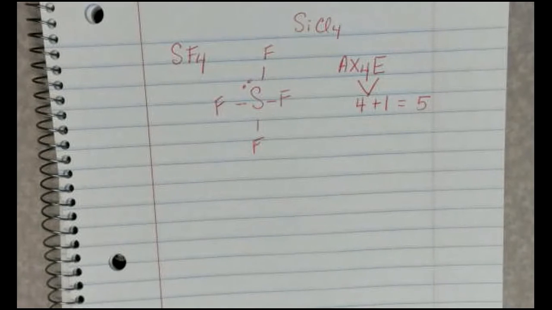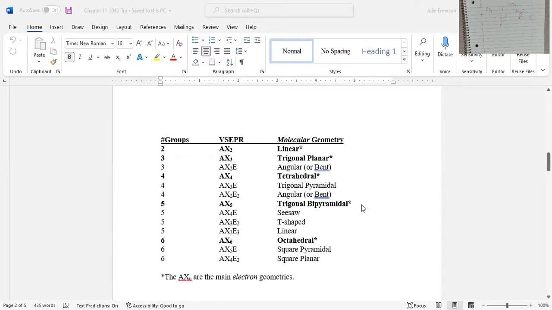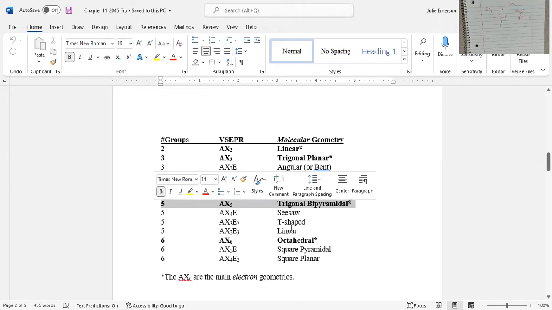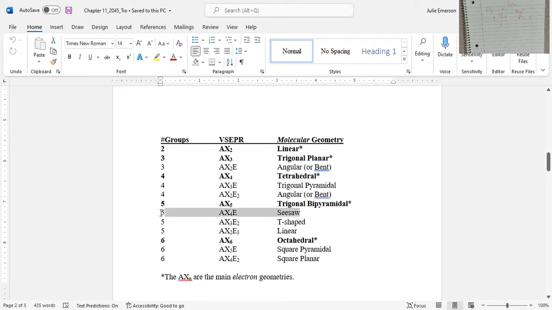So in the notes, I'm going to go over to my share screen here for just a second. When you look at the notes, what you're going to see is I've got this chart, and it'll show you in bold your AX2, like we talked about, being linear, AX3 trigonal planar, AX4 tetrahedral, and we're looking at the AX5 main electron group, which is this trigonal bipyramidal. But when you replace one of those bonding elements with a lone pair, which is what we're looking at for this sulfur tetrafluoride, you end up with a shape that's called seesaw.